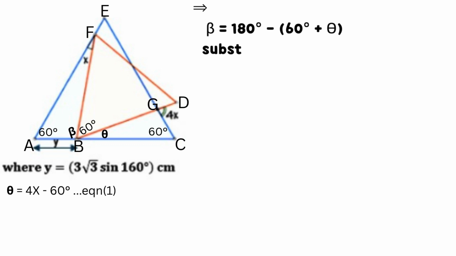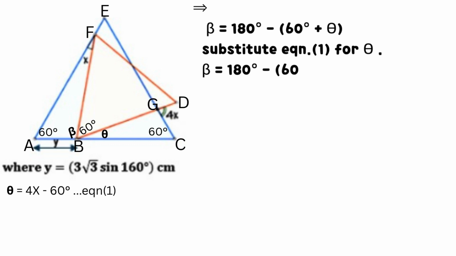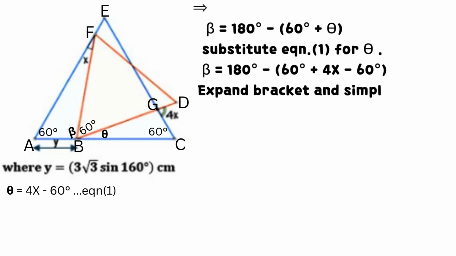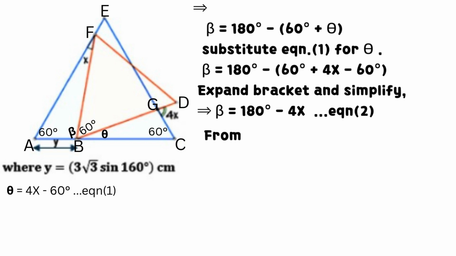Hence, beta equals 180 degrees minus the sum of 60 degrees and theta. Substitute equation 1 for theta. We have that beta equals 180 degrees minus, in brackets, 60 degrees plus 4 times x minus 60 degrees. Expand the brackets and simplify. That is, beta equals 180 degrees minus 4 times x. We call it equation 2.